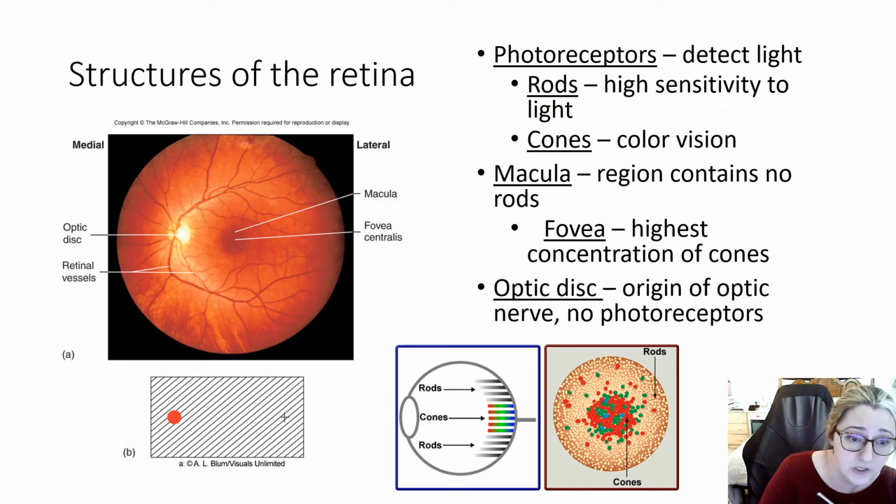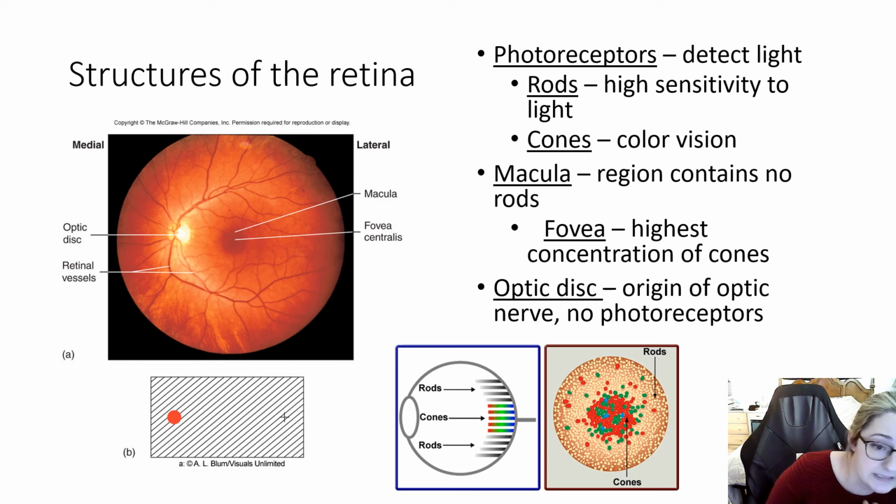As I said, your rods and cones, part of the retina, are photoreceptors. Your photoreceptors detect light. Your rods are sensitive to light. Cones are sensitive to color. So think CC, cones, color. There are a couple portions on your eye that I want you to know. The macula lutea, but you can just call it the macula for now, is the region that contains no rods. Within the macula, you have the fovea centralis, or just call it the fovea, is fine. It has the highest concentration of cones, so your highest area of seeing color.